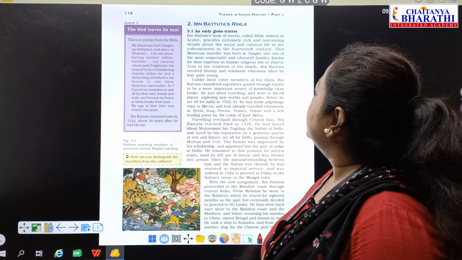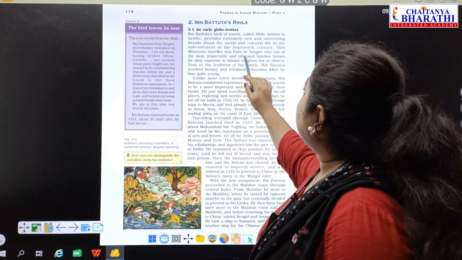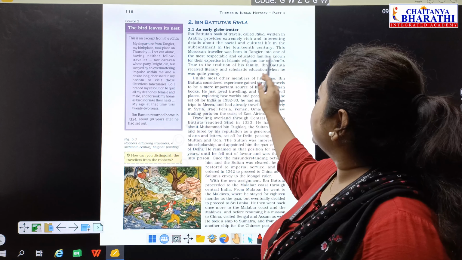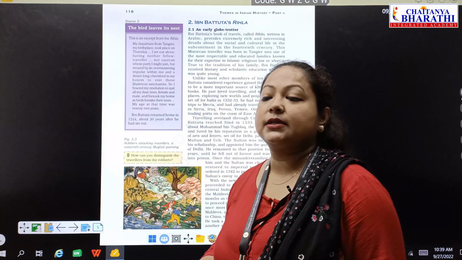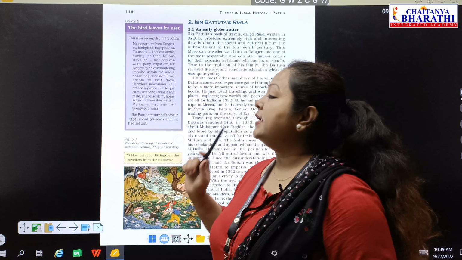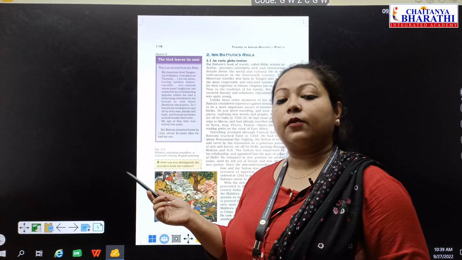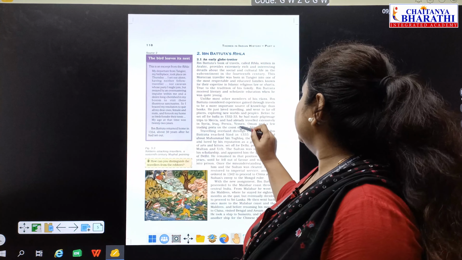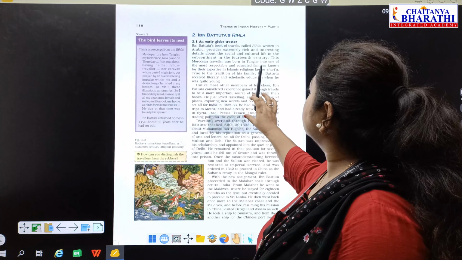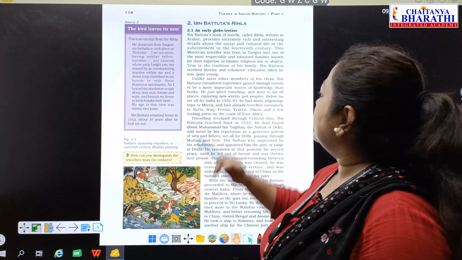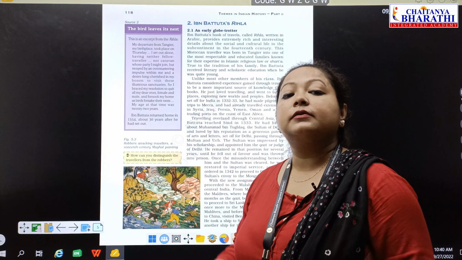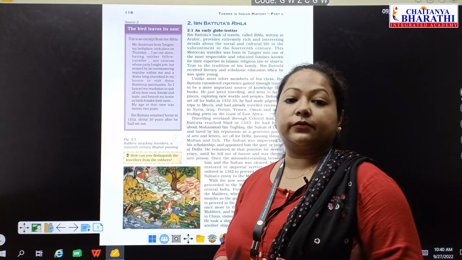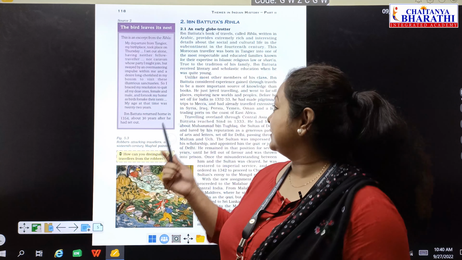He was a traveler from Morocco in the 14th century. That means in the 14th century he traveled widely from Morocco and entered the continent. He was also from a very royal family, and he got the best education that was present at that time.